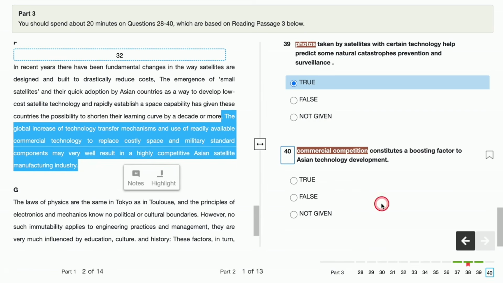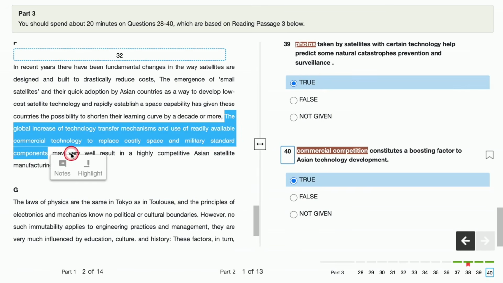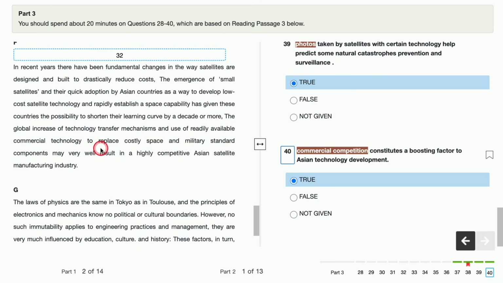So according to this sentence, which one do you think is the answer? I got this one wrong. I chose not given, but the answer is true. So it says these two factors may very well result in a highly competitive industry. So these two factors will make the industry competitive. But I think we don't know if this competition will lead to technology development. So I think the answer is not given. Maybe the word competitive has a double meaning. It means competition and development. I don't know. If you know why the answer is true, please let us know the reason in the comment section.